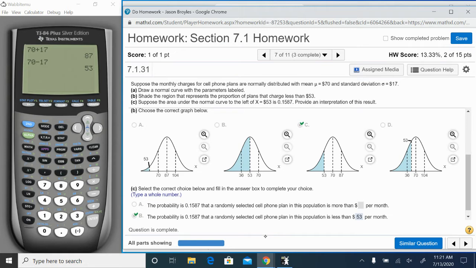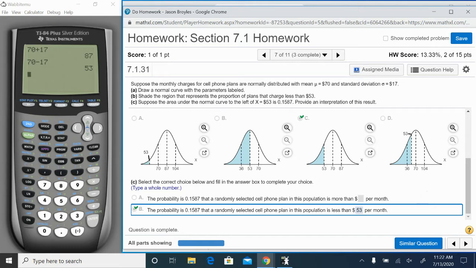So 1 standard deviation below the mean is going to be exactly at that inflection point. It's where it switches from being concave down to concave up. So it's where it starts curving this way instead. So that picture is close, but not quite right. This is the better picture. It has a mean of 70, 53 is right at that inflection point, and then you're shading everything to the left. So that's the better picture.